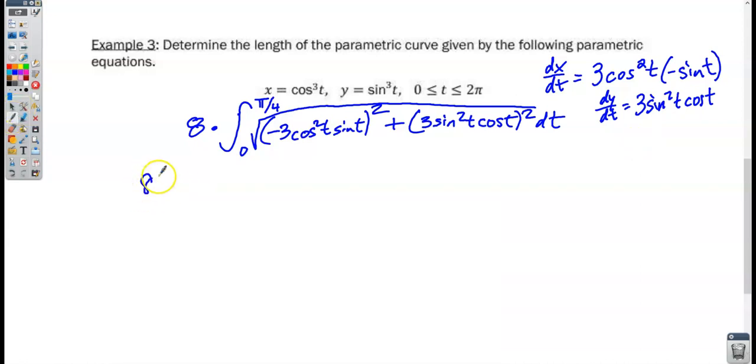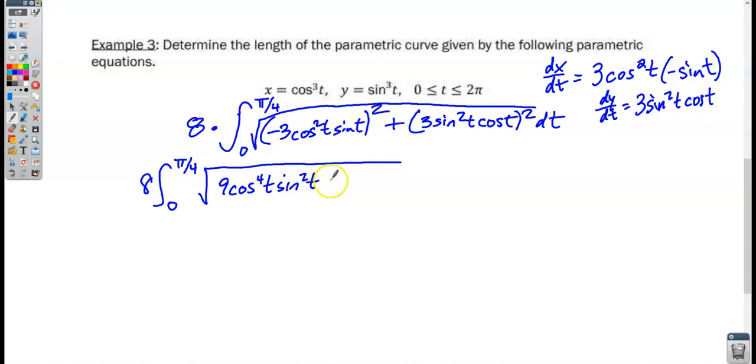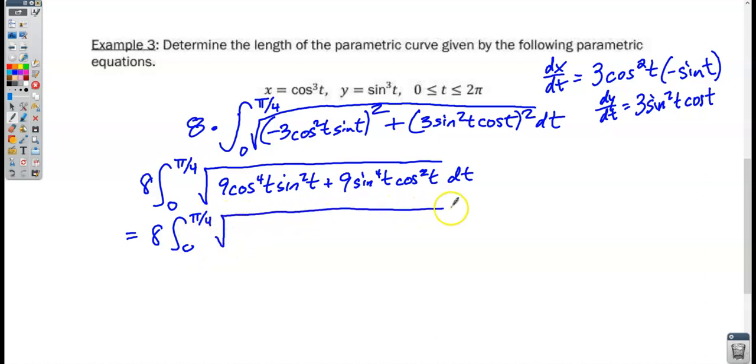So what I'm going to do here, I've got 8 times the integral from 0 to pi over 4. I'm going to simplify what's inside the radical here. It's going to be 9 cosine to the 4th of t sine squared of t plus 9 sine to the 4th of t cosine squared of t dt, which is going to be equal to, inside my radical here I can factor out a 9 cosine squared of t sine squared of t, and what's left behind is cosine squared of t plus sine squared of t.